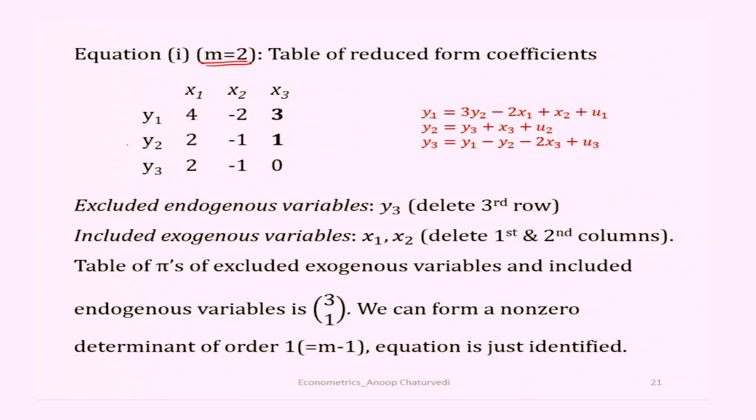And first we consider the identifiability of equation 1. Then the excluded endogenous variable is y3. So, we delete the third row. Then included exogenous variables are x1 and x2. So, we delete first and second columns. Now, we are left with this matrix.